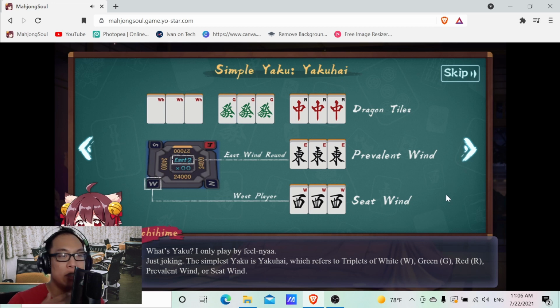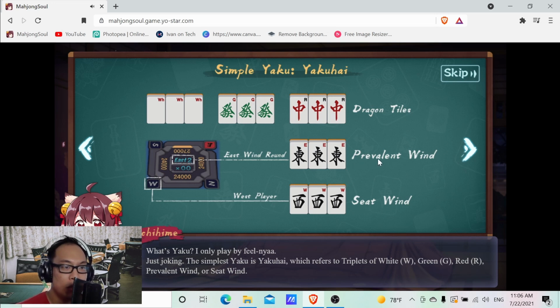Oh, they do teach you some simple yaku. Okay, so this makes my job a little bit easier. So, simple yaku. Basically, if you have any triplets of the dragons, that's an automatic yaku. You can mix it with sequences and triples, with any number of patterns, and you don't have to worry about the pattern alignment.